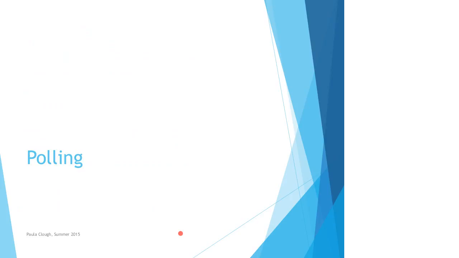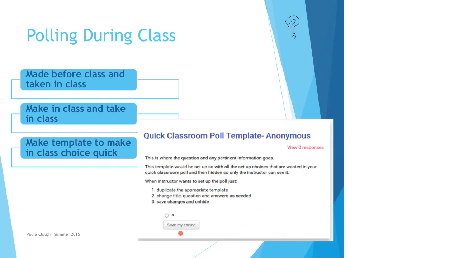Next category is polling. Now, as you're going to see, we kind of already done some of that, but I want to talk about some other issues with actual polling. Again, this can be made before class and taken in class, or you can actually make one in class if you've been presenting something or the students have been discussing it and you're not sure if it's really clear to them what it means. You can make up a quick choice for them to do and get an idea.